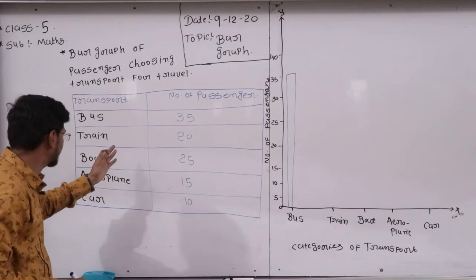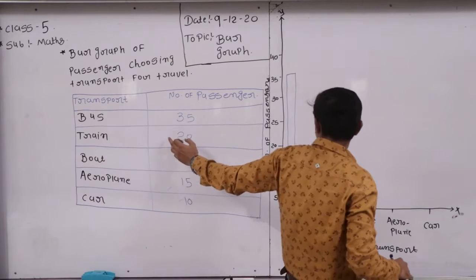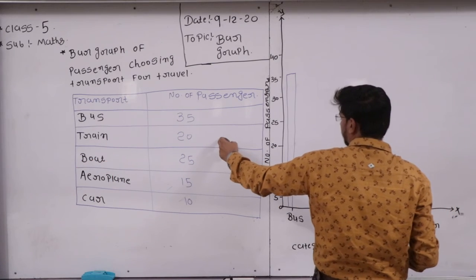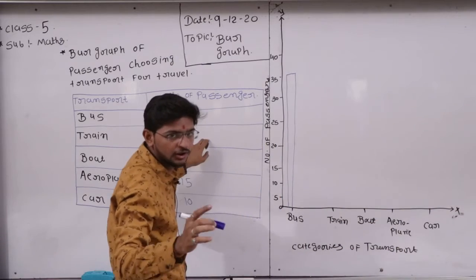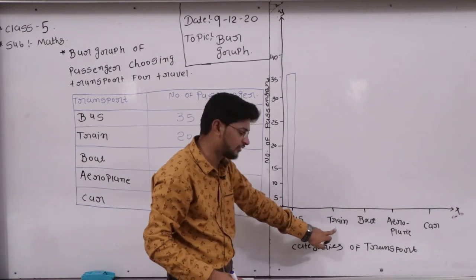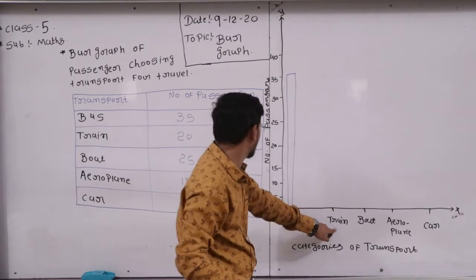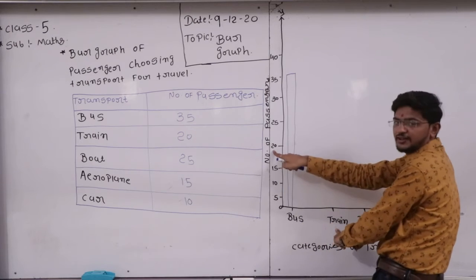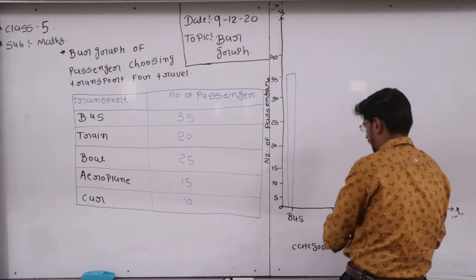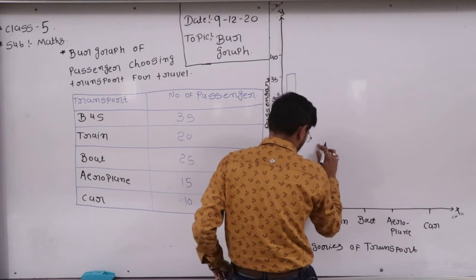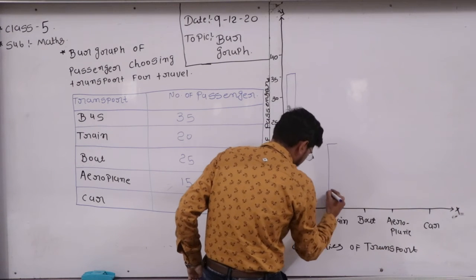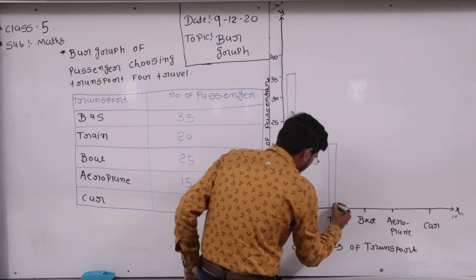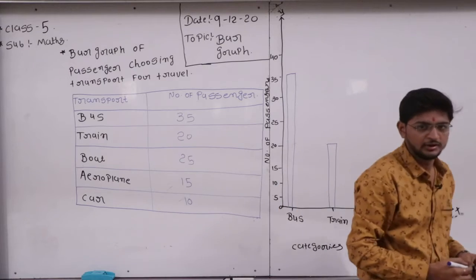Next category is train. How many passengers take a train to travel from one place to another place? 20. So once again find the train on the x-axis. It is here, right? And find 20 on the y-axis. It is here. So draw a bar graph here. It is a bar graph of a train, right?